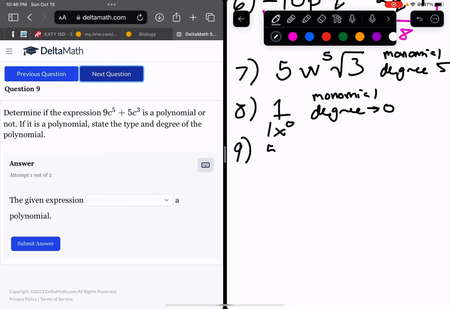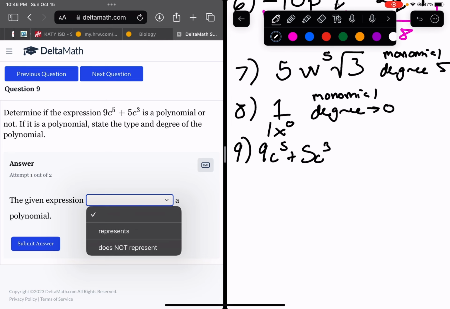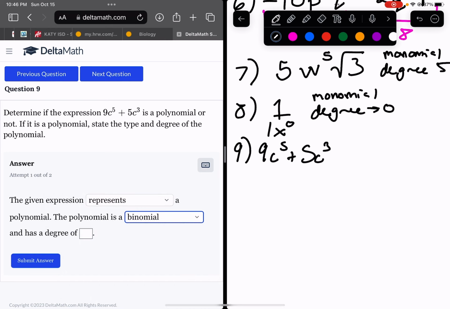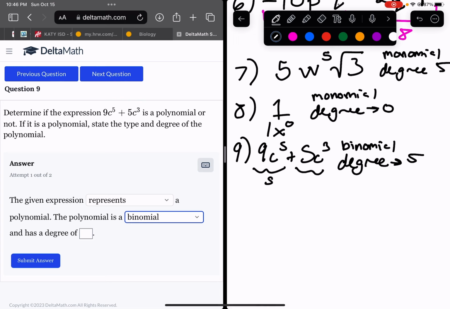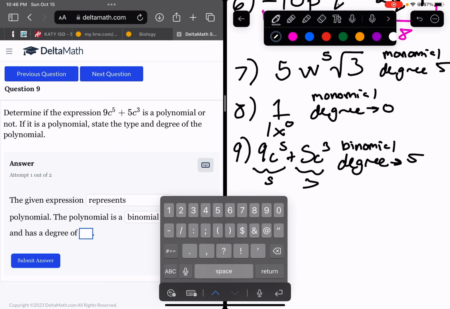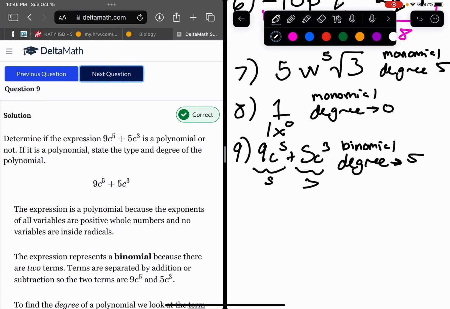All right. This one, we've got 9c to the 5th plus 5c to the 3rd. This guy is, in fact, a polynomial. It is specifically a binomial. And my degree is going to be 5, because my first term here has a degree of 5. My second term here has a degree of 3. Remember, you only look at the powers, not the coefficients. The coefficients here are like 9 and 5. All right. So we have a degree of 5, and we are good to go.